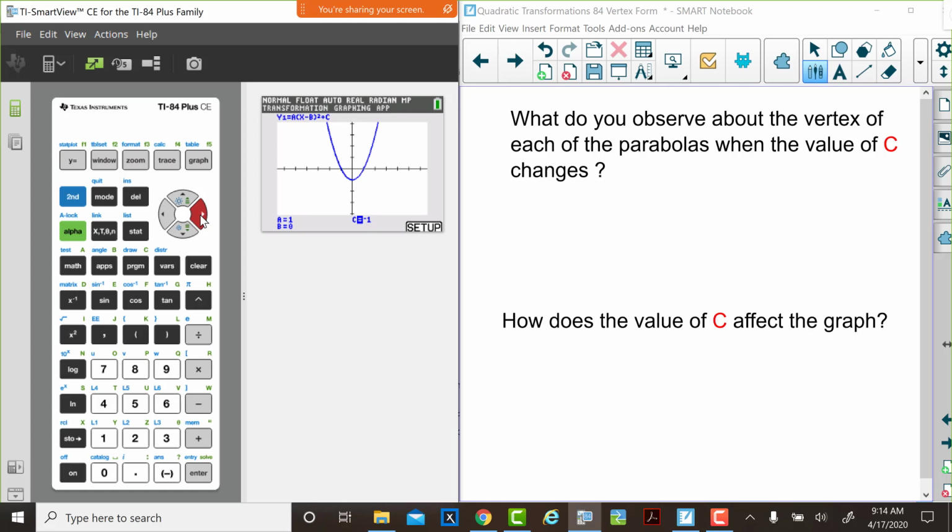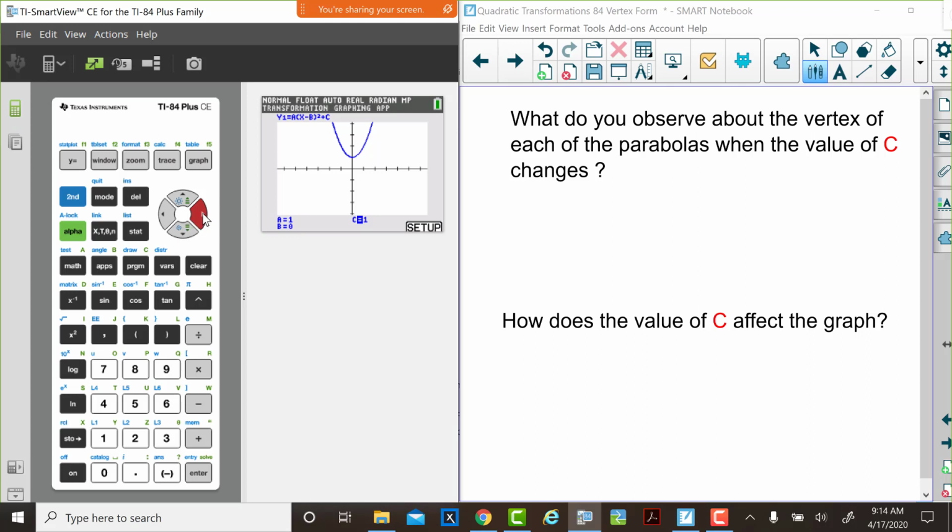Hopefully you noted that when c changed, the vertex changed as well. In the example shown right now, where c is equal to 1, it appears that the vertex is at (0, 1). Our axis of symmetry would still be at x equal to 0. And again, you could confirm this algebraically by entering 1, 0, and 1 respectively in for a, b, and c.